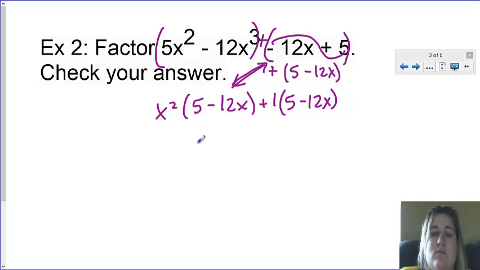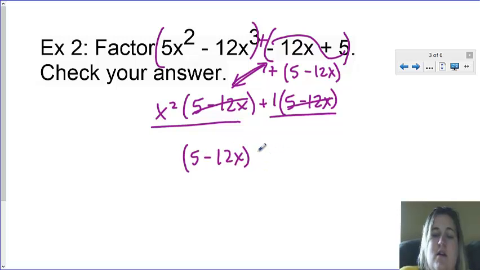Okay, so now I have these two terms. And notice this and this are now the same. So I'm going to factor those out. So I have 5 minus 12x. And then in the other set of parentheses, I'm going to write what's left, which is x squared plus 1. Okay? I want you at this time at your desks to FOIL this out.